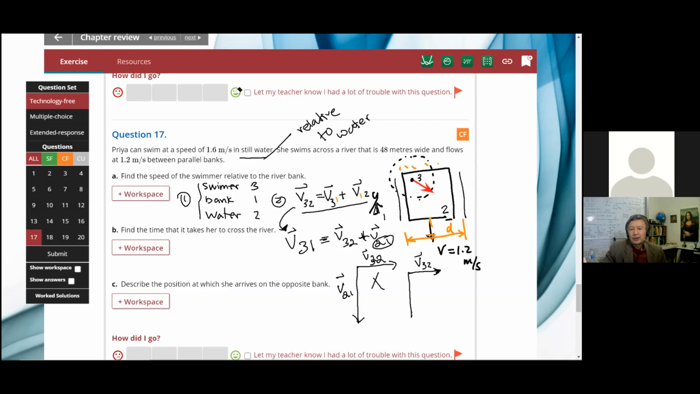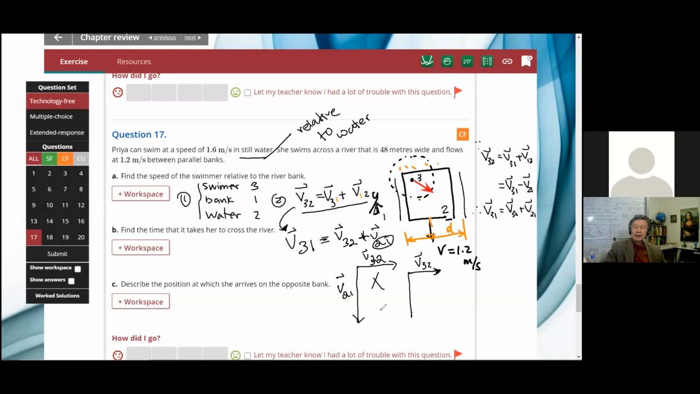So that is a convention. V3 2 equals V3 1 plus V1 2. And also you can reverse the subscript, V3 1 minus, can you see? That's V2 1. So in this case, V2 1 is given. Therefore, you solve for V3 1. So V3 1 will equal V3 2 plus V2 1.